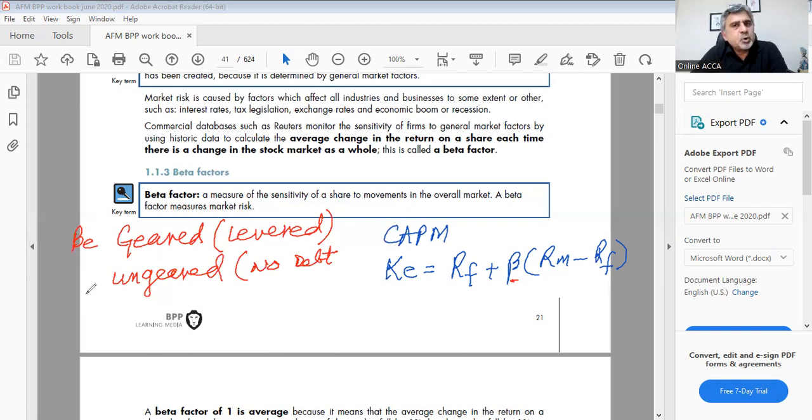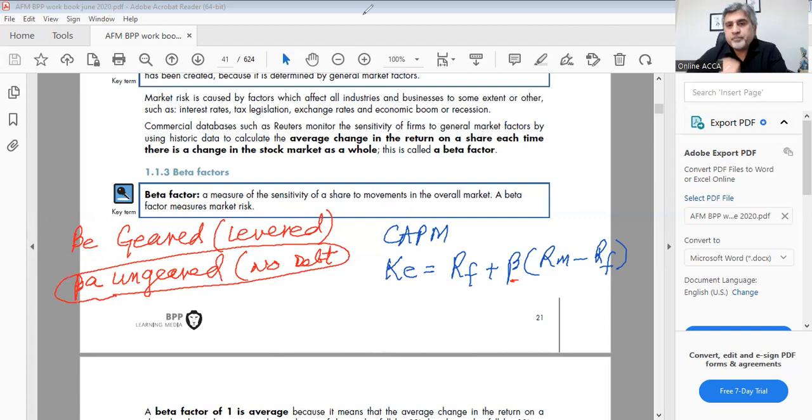But if you say this business is 100% equity financed, which means that there is no capital structure risk, then in that case you should be using asset beta, which means an ungeared beta. You should be using ungeared beta, no debt. When do you use it? If you have an equity financed business.